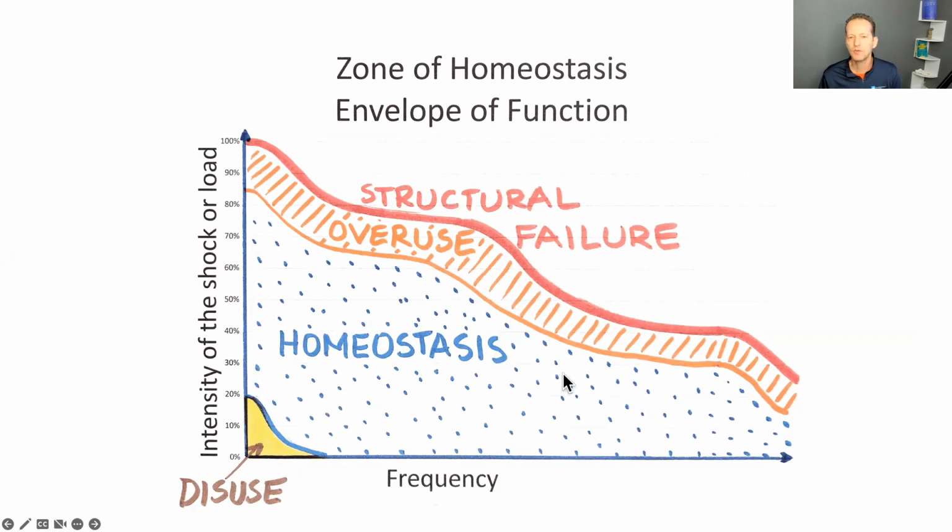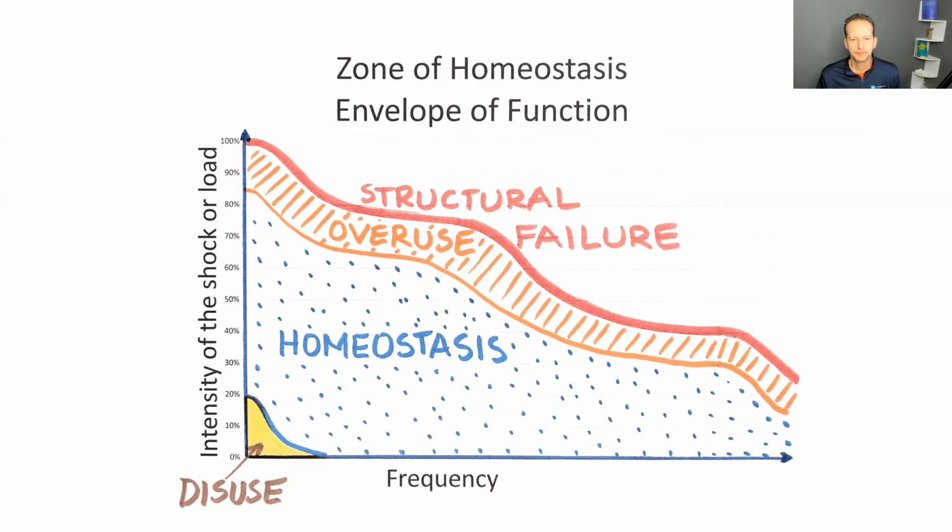Then there is the zone of homeostasis. Basically, this is where we stay healthy. This is optimal. This is our comfort zone. This is where we function at our best. And we have the zone of underuse or disuse, like let's say you're in bed rest and you're not loading your body sufficiently. This can lead to atrophy, also to breaking of the tissues through atrophy.